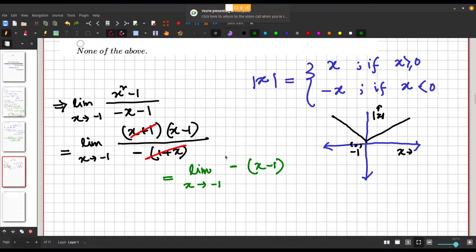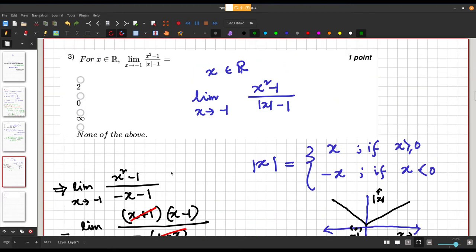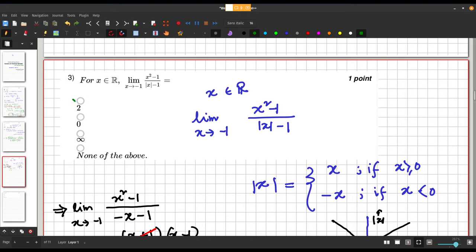Okay, so as I was doing this problem, this expression can be simplified in this form, and here the limit will be 2. Okay, so let us check the given options. So the first option is the correct answer.